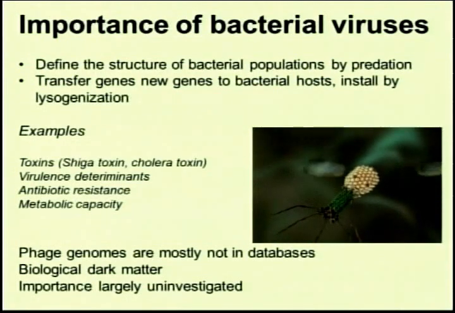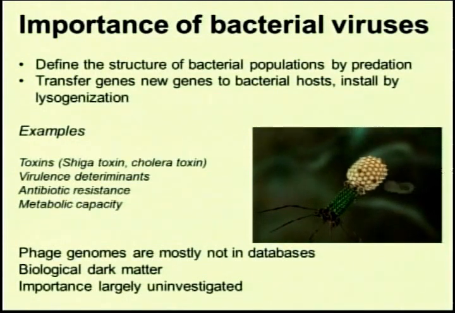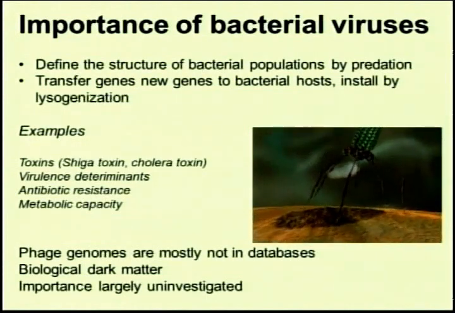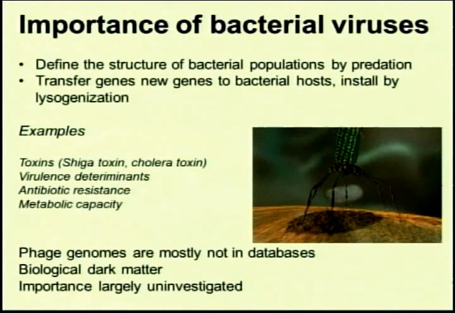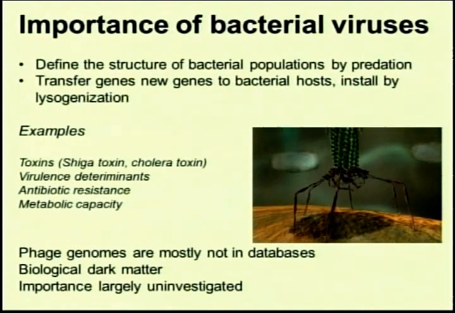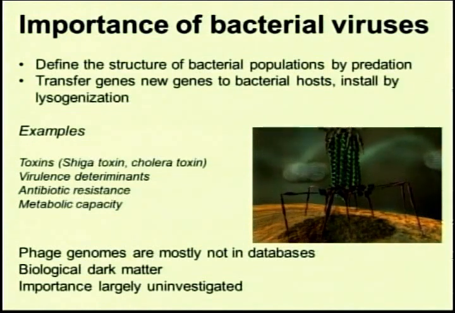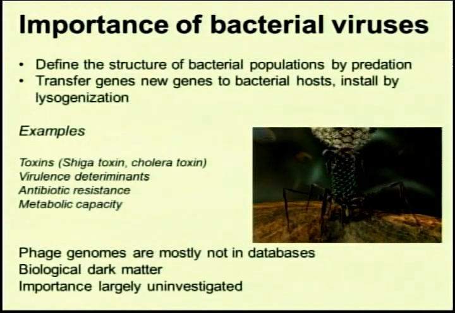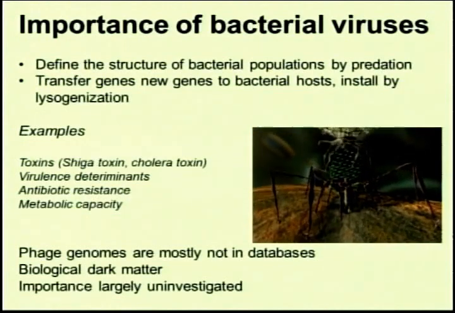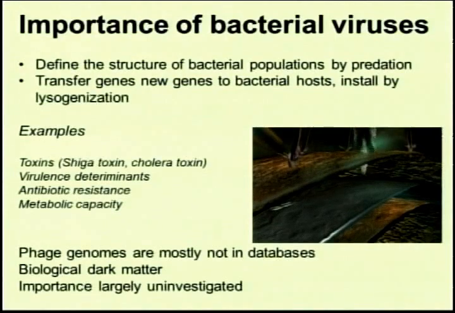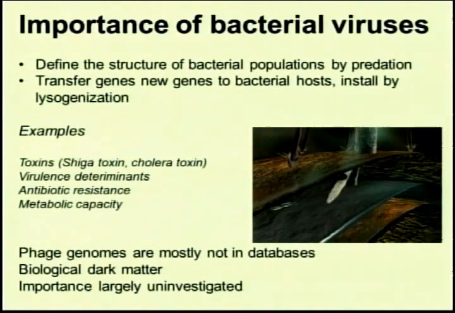Bacterial viruses will define the composition of bacterial populations by predation, and transfer genes around by integration and lysogenization, including many genes for toxins, antibiotic resistance, and other factors. So as I mentioned, these guys are hard to study because their genomes are mostly not in databases. They're kind of biological dark matter, and their importance is largely uninvestigated, but a really fascinating problem, I think.